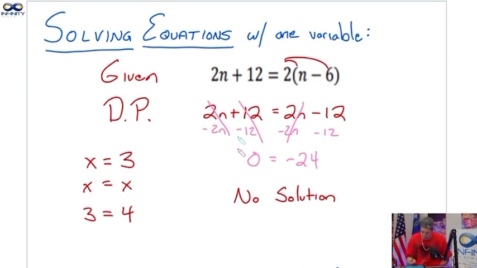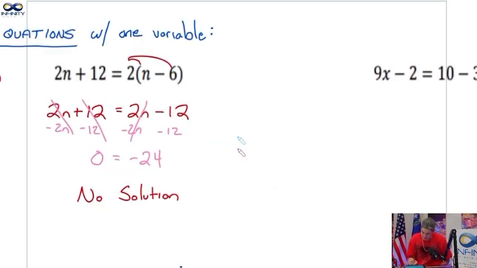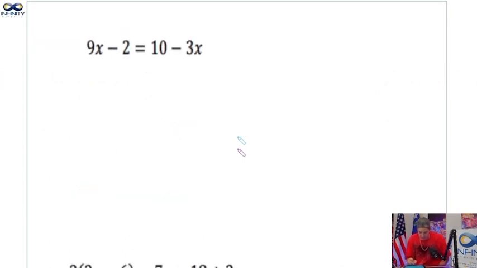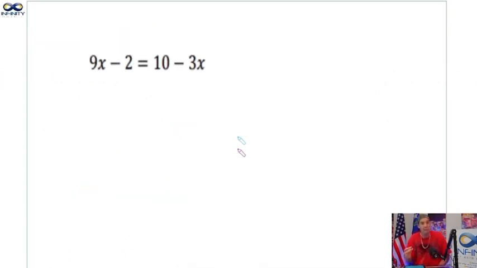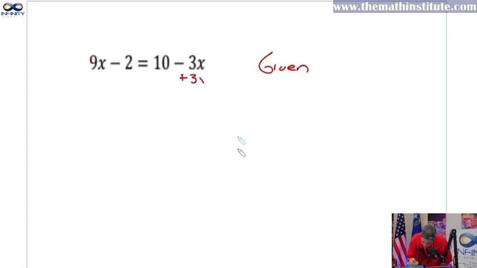Let's take a look at another problem. All right, so what is the reason we're starting with this problem? Because that's what's given to us. There is no distributing, so we're going to start right with our algebra in order to isolate the variable. We want to move our variables to the left. So I'm going to add 3x to both sides. I also want to move the constants to the right. So the opposite of negative 2 is positive 2. And anything I do to one side, I do to the other.